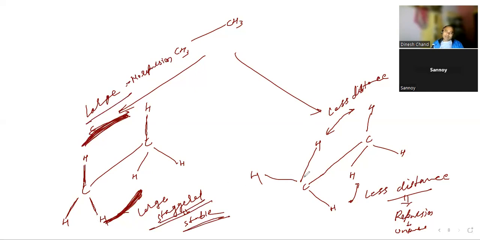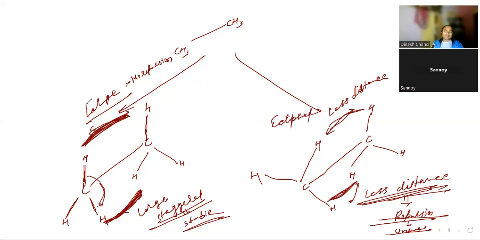Now the down one we rotate. How much do we rotate? 60 degree. If I rotate 60 degree, these two bonds will come up here and this goes here. This is occupying this position. Here you will find the distance is less. Less distance means there is going to be repulsion, unstable. So this is going to be which form? Eclipsed. And this is going to be what form? Stable.